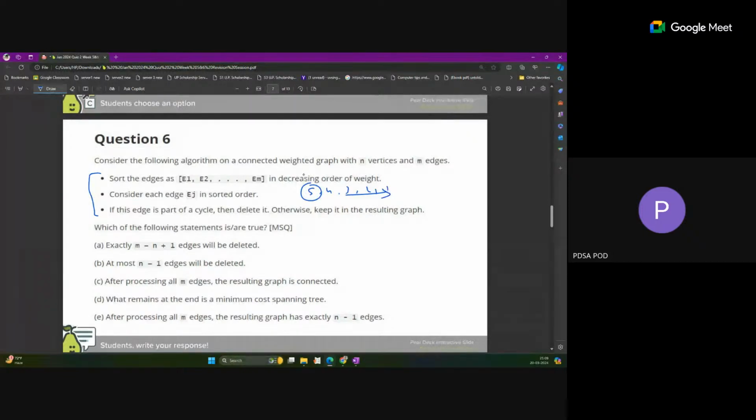If this edge is a part of a cycle, then we delete it. We are performing this operation on the original graph. So if our graph is connected like this, A, B, C, and D, and the weights are like this, 1, 2, 3, 4, 5, and 6, so now the weights in decreasing order are 6, 5, 4, 3, 2, and 1. After that we pick the highest weight, the 6, and if it is part of any cycle of the graph, then we delete it from the original graph. So here we are not constructing a minimum spanning tree; we are deleting edges from the original graph, and finally we will get the spanning tree.